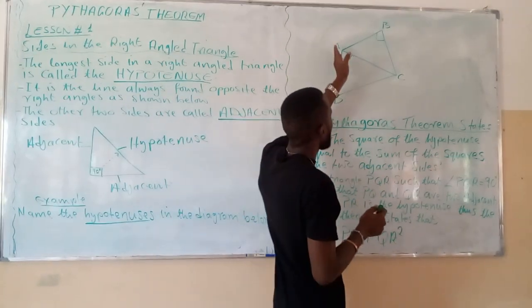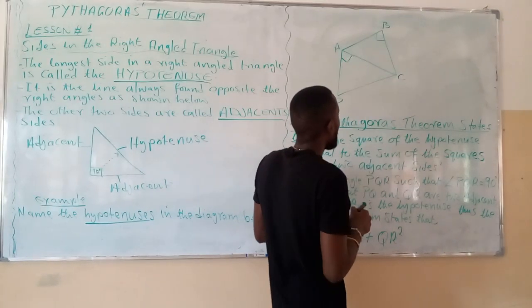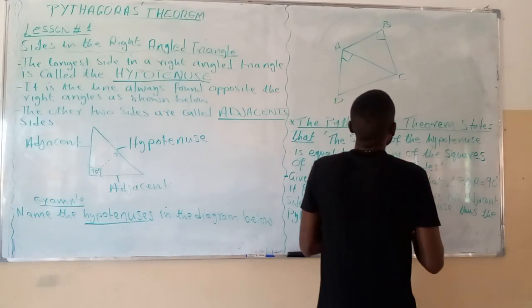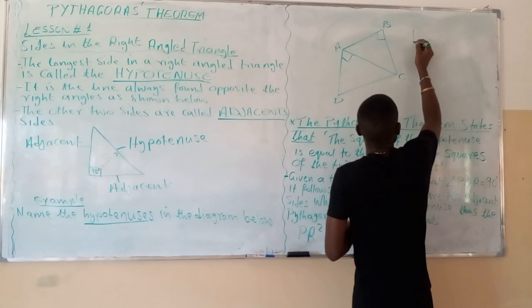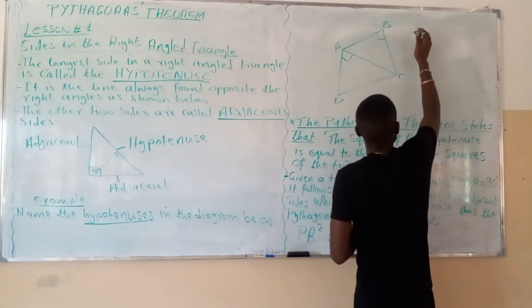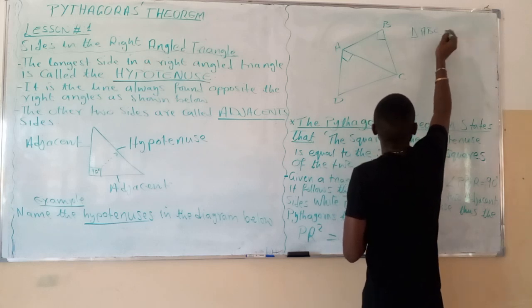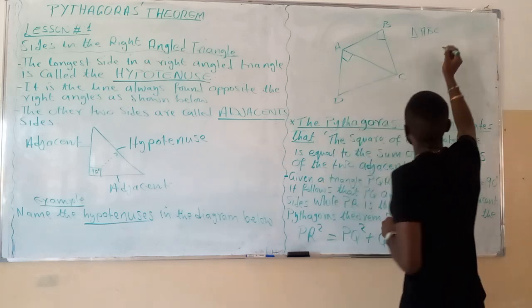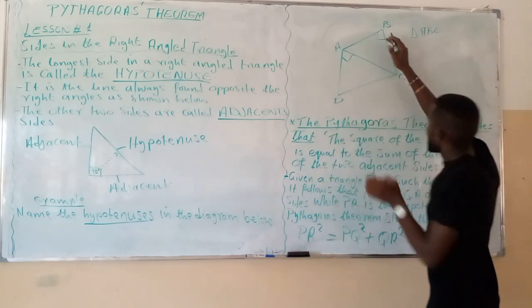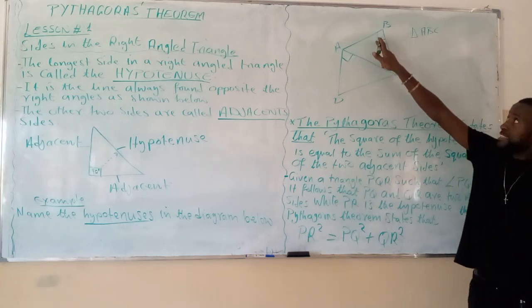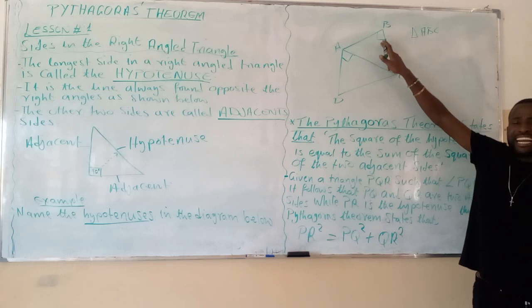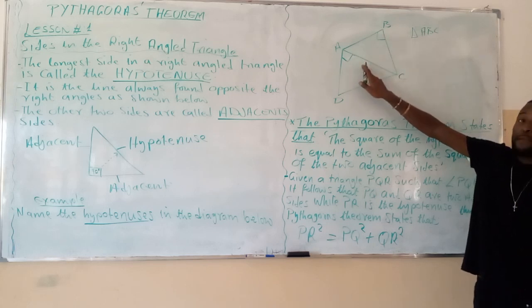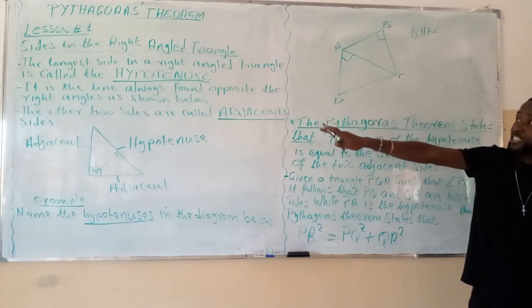Okay, let's start with the triangle ABC. So when you look at the triangle ABC, let's look at this triangle first. Triangle what? ABC. What is my hypotenuse in this triangle? Look at this one. The 90-degree angle, or the right angle, is always opposite to the hypotenuse. That is the statement there.